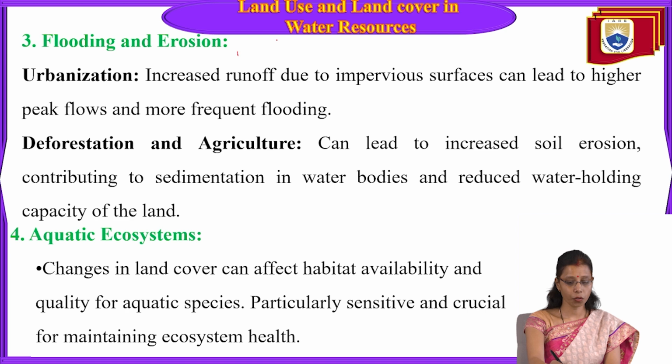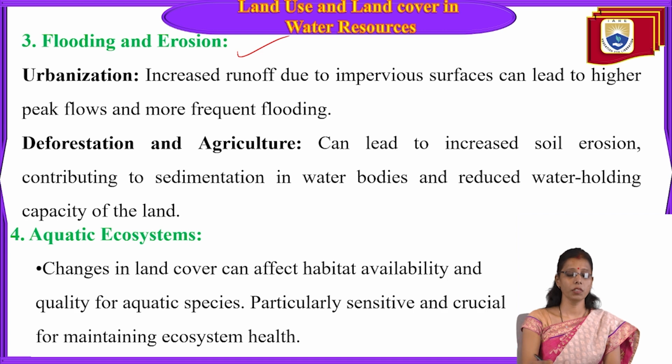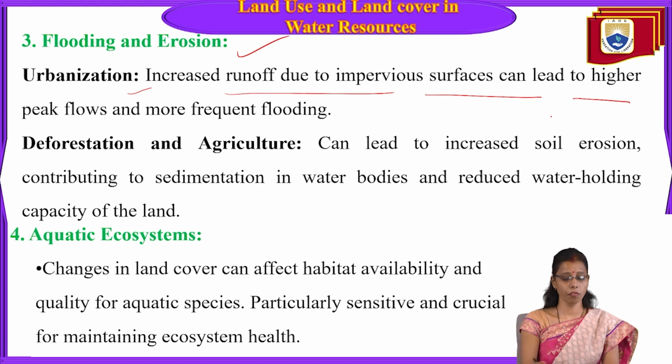Now, flooding and erosion. So, how are flooding and erosion directly impacted here? Urbanization is the main cause everywhere you can see. So, how does flooding occur due to urbanization? Increased runoff due to impervious surfaces can lead to higher peak flows, and more frequent flooding will occur because runoff is more.